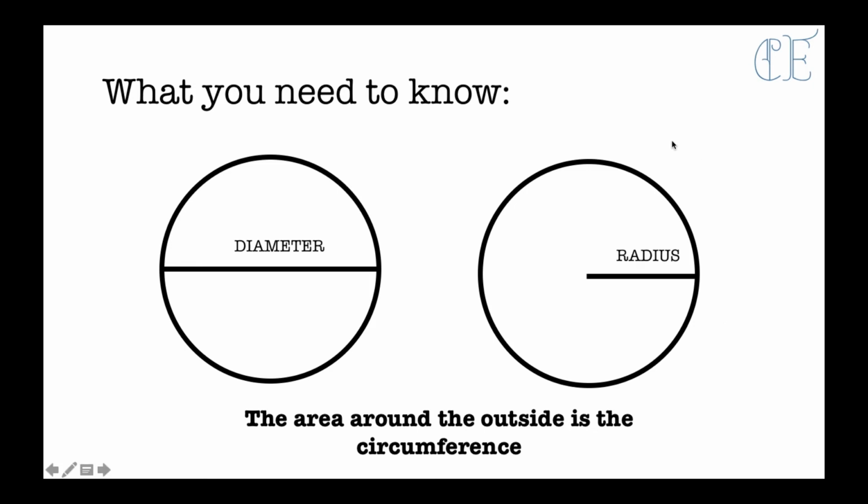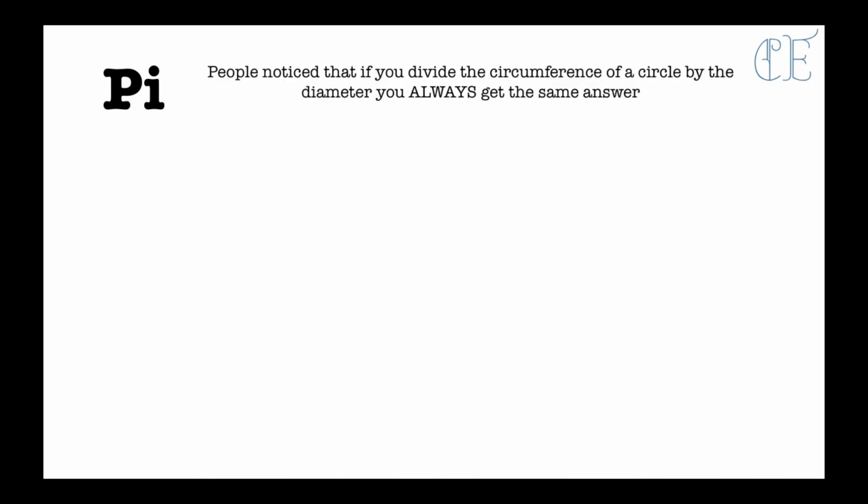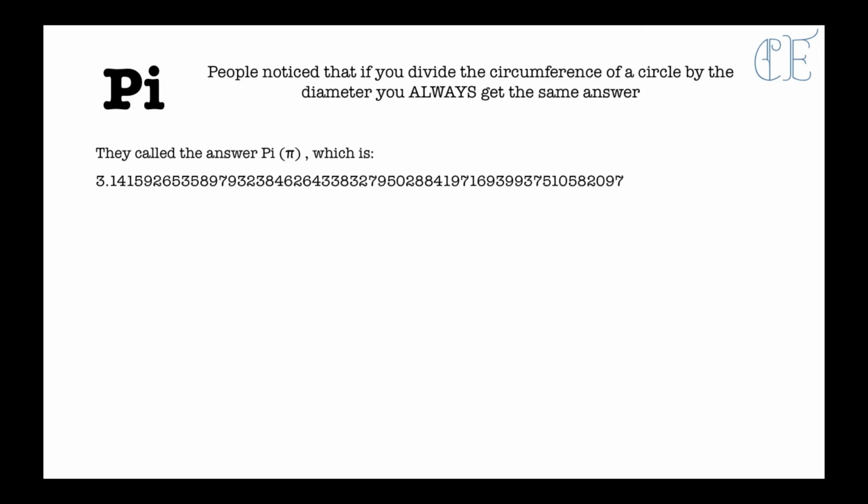Okay, the circle going around, so this actual circle, like the edge of the circle, that's called the circumference. So if we're trying to find the perimeter of a circle, we can call it the circumference. So when we look at circles, we have to use something called pi. And pi is a button on our calculator that we must use. Now, pi is a measurement, and people notice that if you divide the circumference of a circle by the diameter, you will always get the same number. And they call the answer pi, okay, which is this huge long number here that never ends.